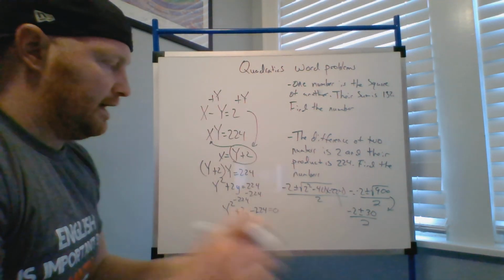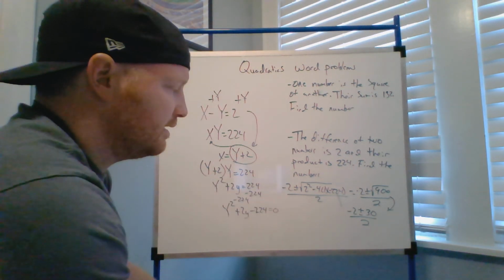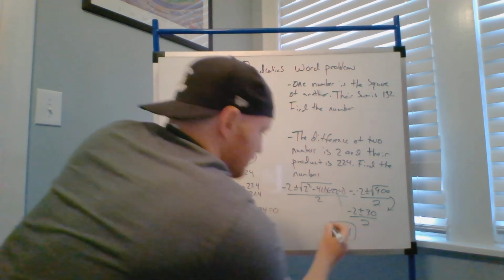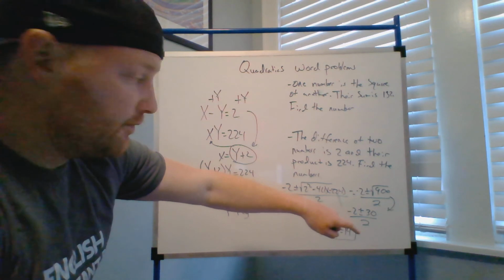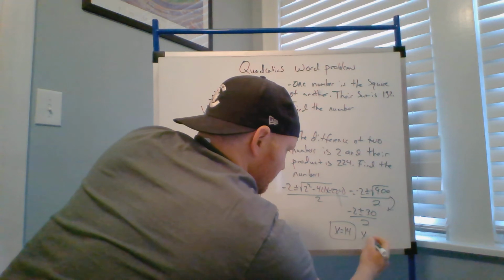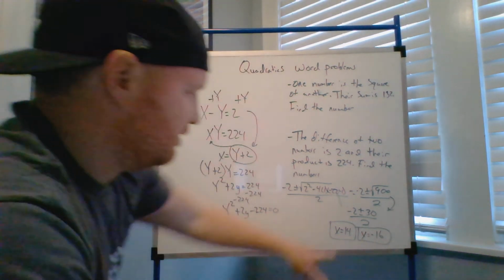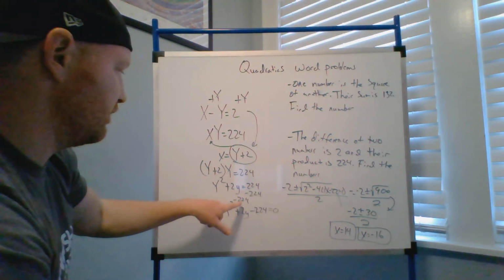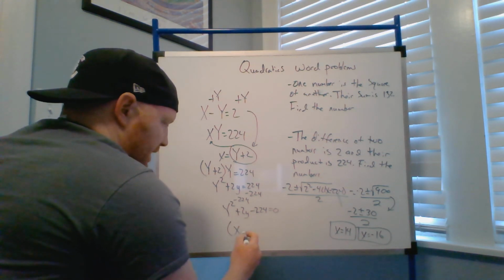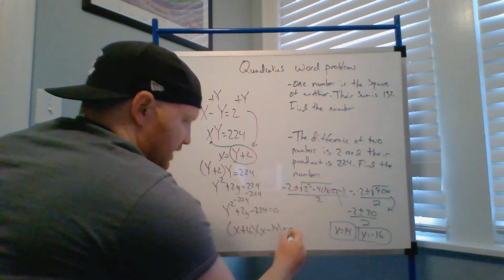Now, I've got two answers. Okay, mental math, please take over. Negative 2 plus 30 is positive 28. Positive 28 divided by 2 is 14, so x equals 14. That's one answer. Negative 2 minus 30 is negative 32. Negative 32 divided by 2 is negative 16. X equals negative 16. So that tells me that 14 times negative 16 is negative 224. Another way of looking at it, the factors would have been x plus 16 and x minus 14 equals 0.